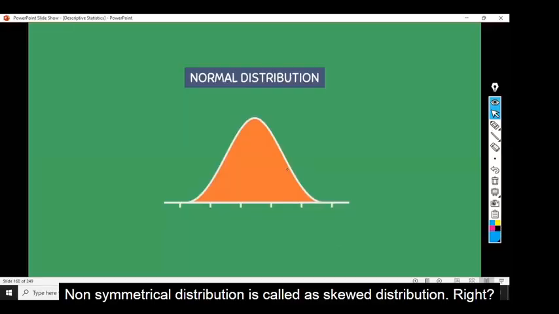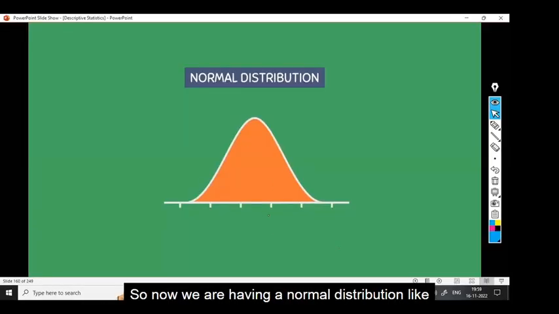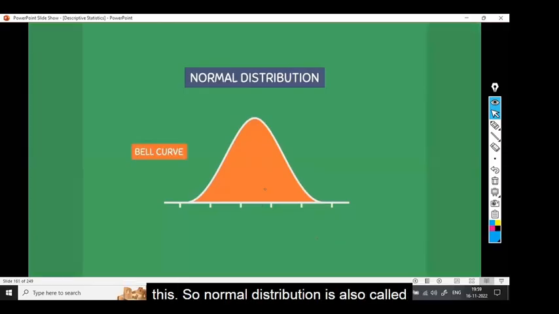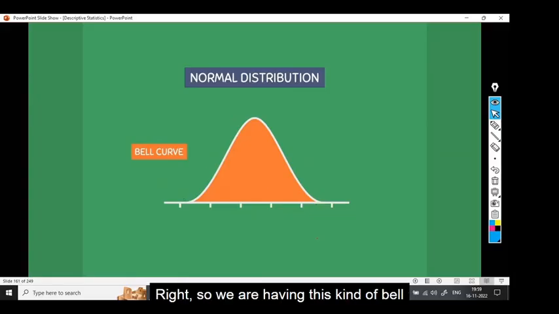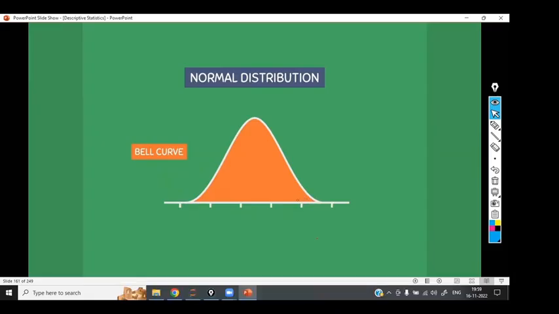Non-symmetrical distribution is called as skewed distribution. Right? So now we are having a normal distribution like this. So normal distribution is also called as bell-shaped curve. It is a bell curve. So the shape of the distribution will be similar kind of bell. So we are having this kind of bell curve. So this is called as bell curve distribution.